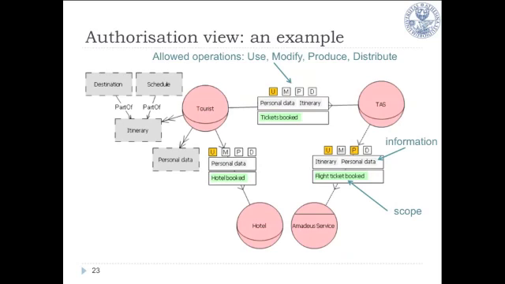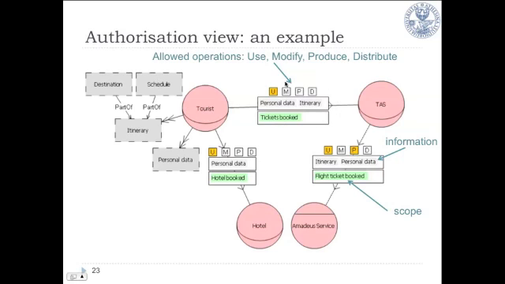So this is the authorization view for our example. In the authorization view, we preserve information about who is the owner of information. In this small scenario, we have just one actor who is owner of information, and then we capture how authorizations are granted starting from this actor to the other ones. So this information is preserved from the information view, the tourist being the owner of itinerary and personal data, and itinerary being composed of destination and schedule information.